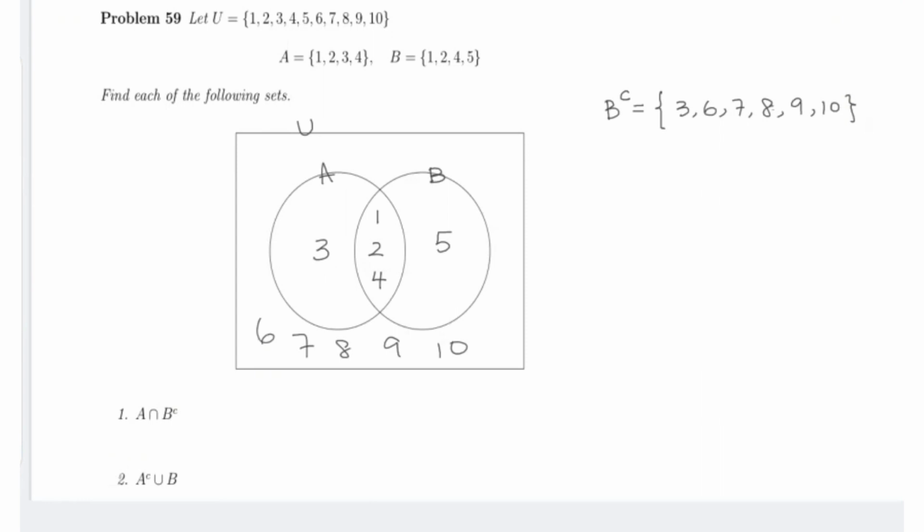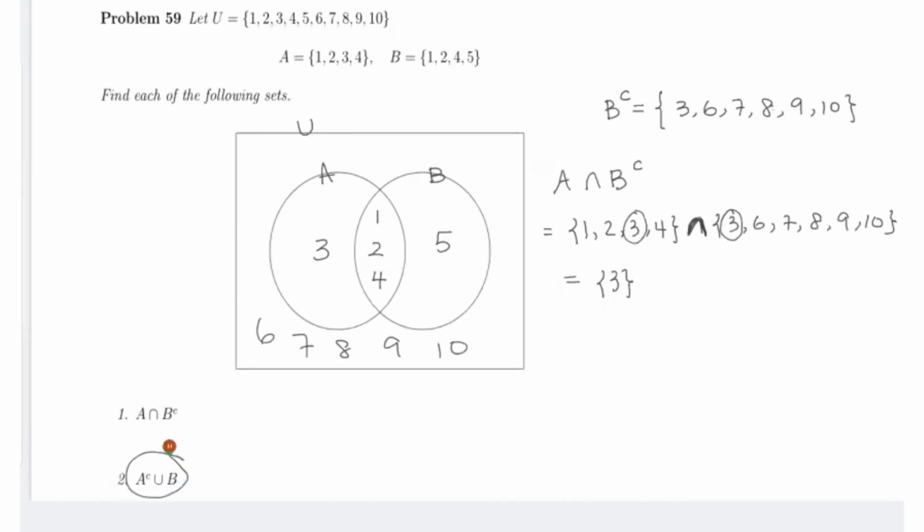All right. So the question is A intersect with a B complement. I rewrite it: A intersect with the B complement we just found. Intersection means common elements. So here's a 3, here's a 3. That's it. So it's a 3. Do you understand this? Try part 2. Okay, so I give you again 2 minutes. Find A complement, and then B, this time, union of those two sets.